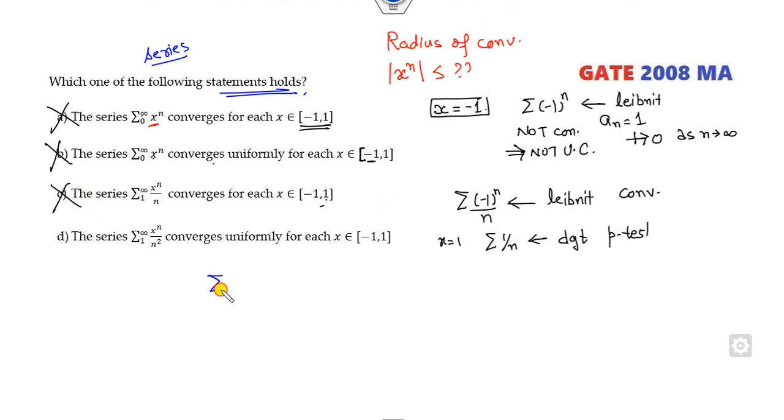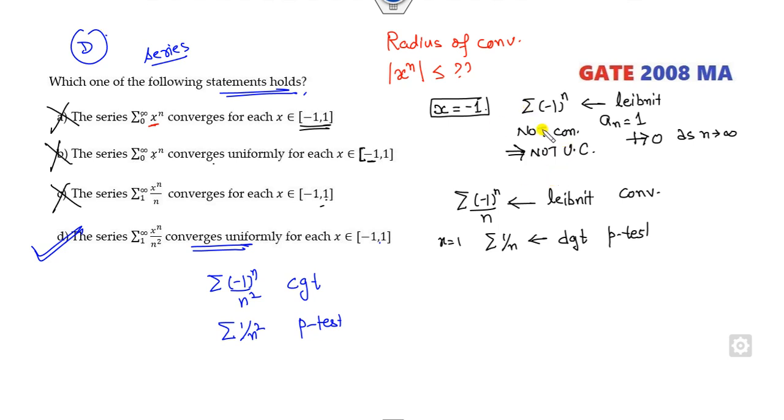When x is equal to minus 1, it will be here, which is convergent by using the Leibniz test. When x is equal to 1, again it is convergent by using the p test. It means this series converges uniformly over this closed interval. So the right answer is D, my correct option. Fine.